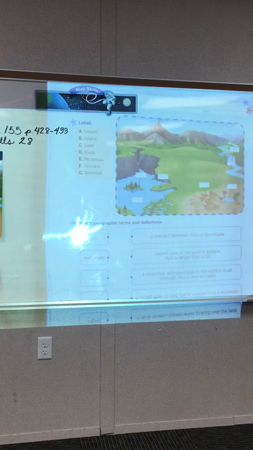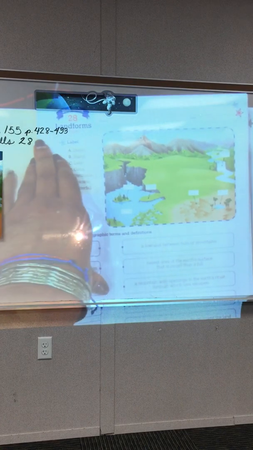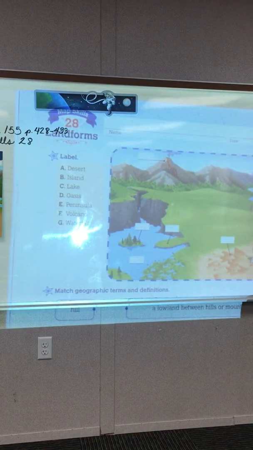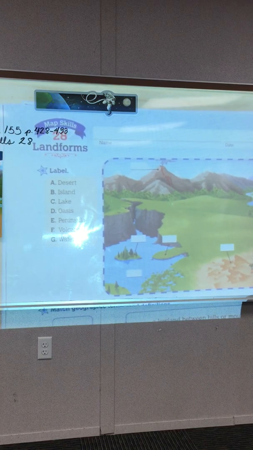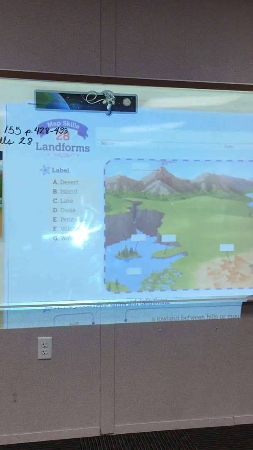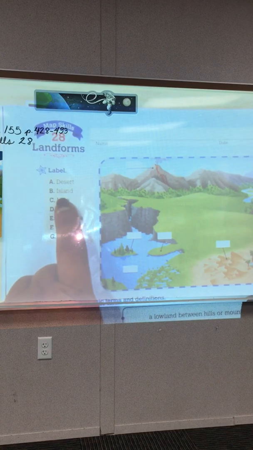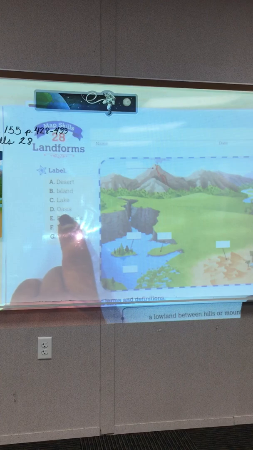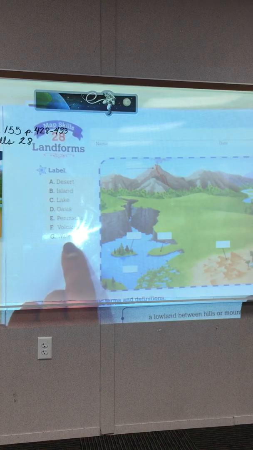The first one, it says label. You're going to label each landform. So letter A, let's read the key. We always read the key first. Make that a little bigger. Let's see how it looks over here. Okay, so you have letter A, desert. Letter B, island. Letter C, lake. Letter D, oasis. Letter E, peninsula. Letter F, volcano, and G, waterfall.